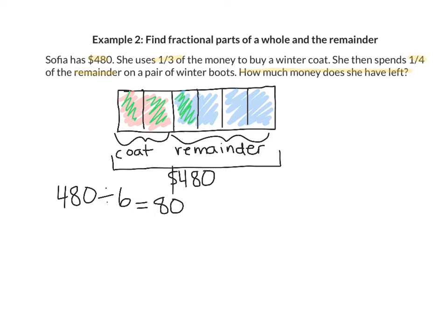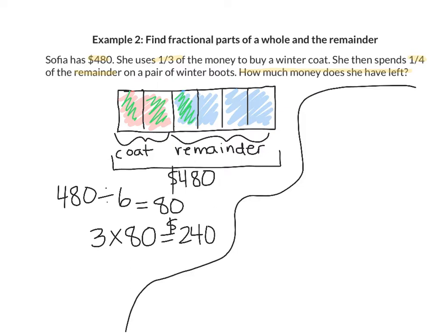If each unit was equal to $80, we can multiply 3 times 80 to get 240, which is our answer. So she has $240 left.